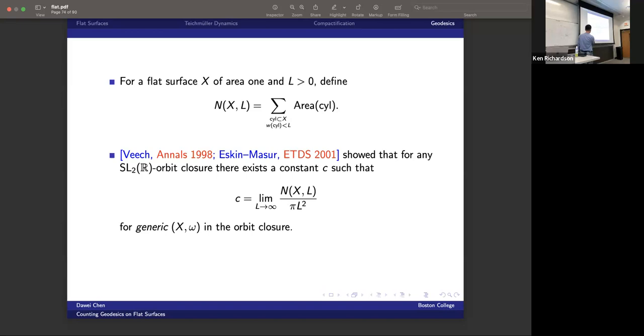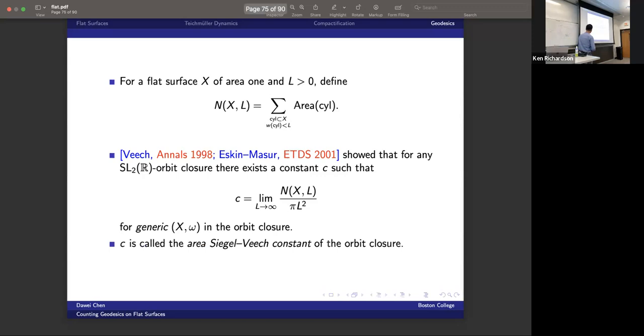And I divide by pi r squared and look at this normalized leading coefficient. So that is called the area Siegel–Veech constant. And that constant only depends on the orbit closure, as I said. So if you take two different surfaces, if generically they have the same orbit closure, then it turns out they have the same Siegel–Veech constant. But if you take a more special one, generically maybe a smaller orbit closure, then that Siegel–Veech constant could be different. So it's only sensitive to the orbit closure.